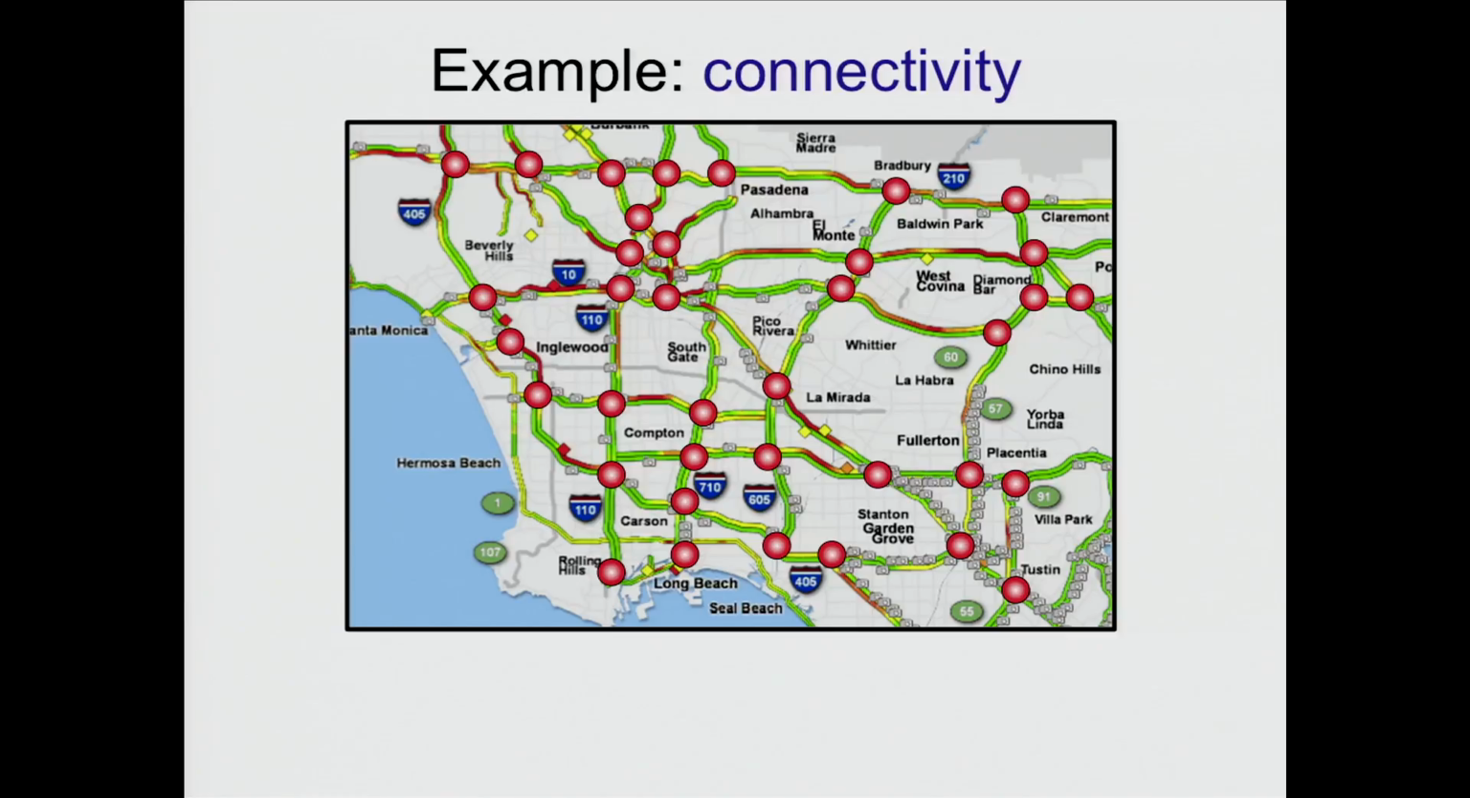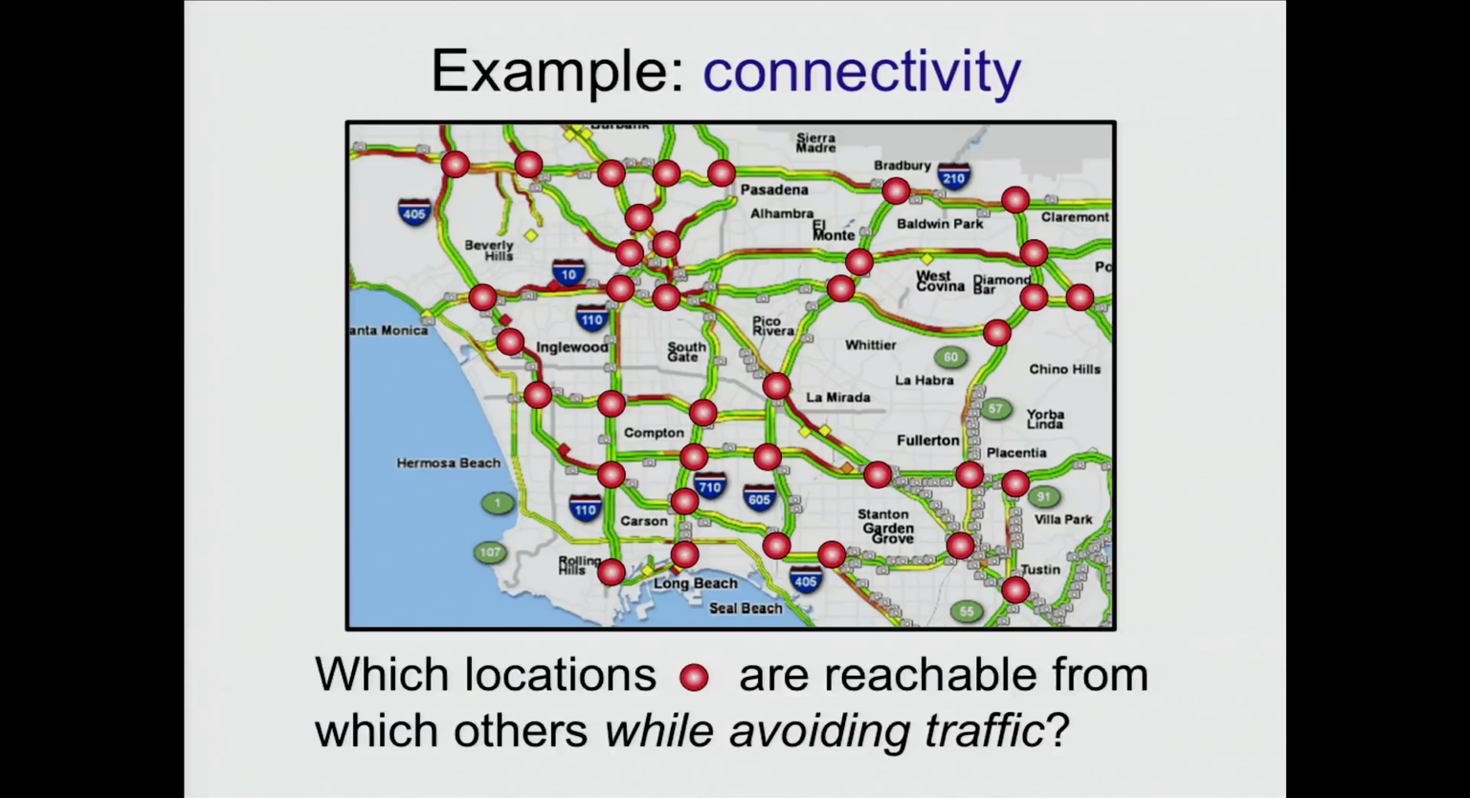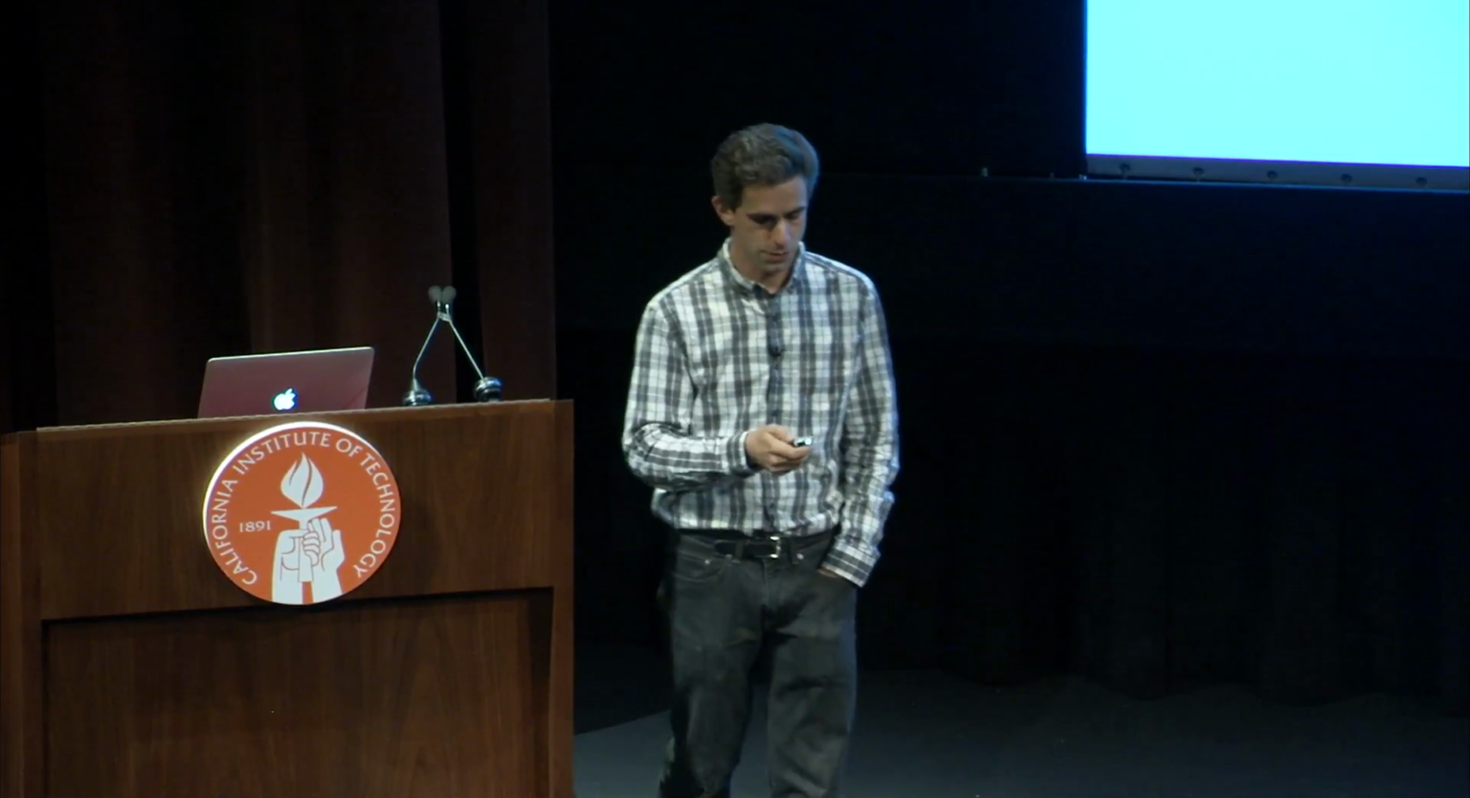So connectivity. So we start with a problem that's, again, a familiar one. There's a map of the freeways in Los Angeles. Some of them are red, indicating there's a lot of traffic. Some of them are green. We want to head on those. And a question we might be interested in answering is which locations, which I've marked with the red dots, are reachable from which others while avoiding traffic. So you can travel only on the green routes, and the red ones are not allowed. Okay, so which ones are reachable from which others while only traveling on the green roads?